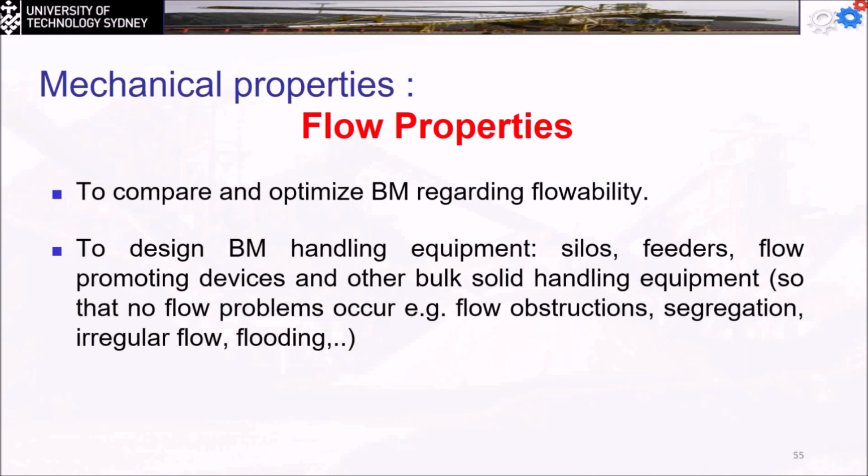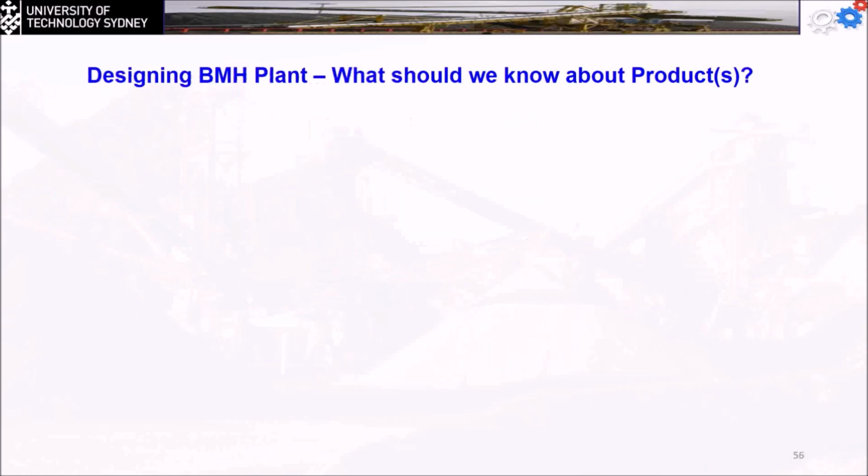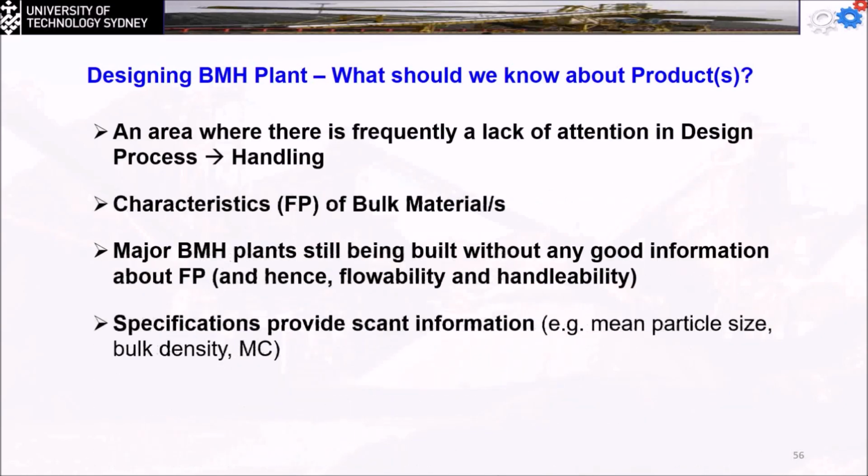Okay, so for the bulk material handling plant, what should we know about the products we are going to design for? First, an area where there's frequently a lack of attention in the design process, which is the handling process: the characteristics of the flow properties of the bulk materials. Major bulk material plants are still being built without any good information about the flow properties, and hence we're going to check the flowability and the hardenability. The specification provides scanned information like the mean particle size and the bulk density and so on.